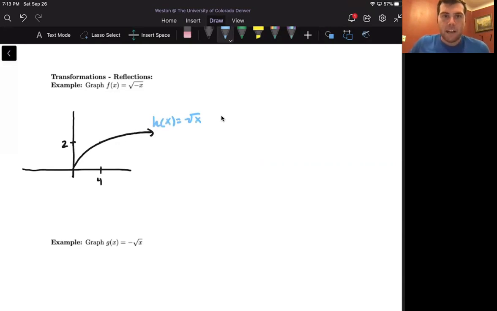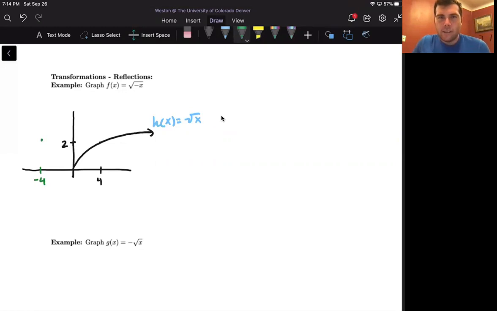This example is asking us to graph the square root of negative x. And we can kind of think about that as we're just going to reverse the sign of the input. If we plug in -4, those two negatives cancel out and actually give us a positive. For instance, we plug in -4, that becomes +4. And we take the square root of that and we get 2. So for -4, we get 2.